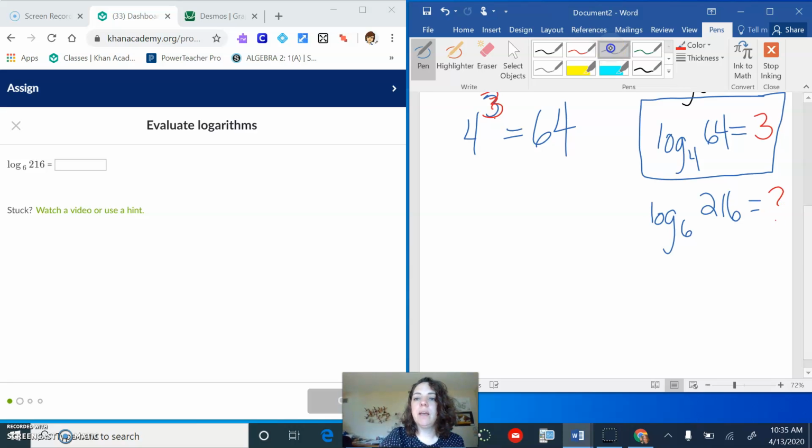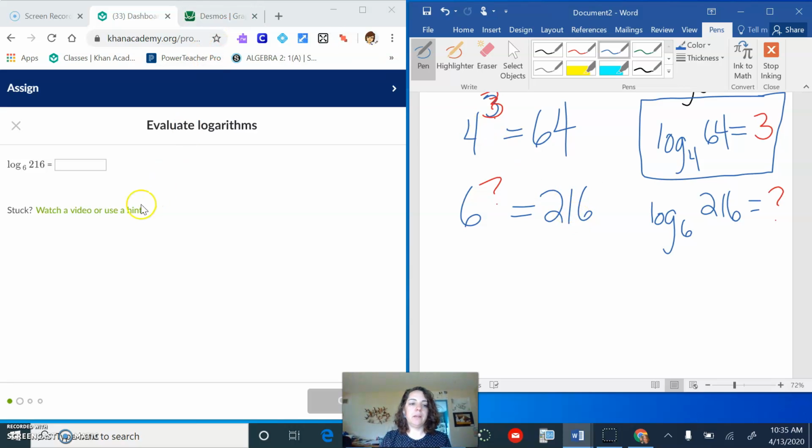Okay, so if we rewrite that in exponential form, we're saying what's the base? What's the little number at the bottom? 6. What's the exponent? What's all the way over on the right side? Don't know yet. Question mark. And all that has to equal 216.